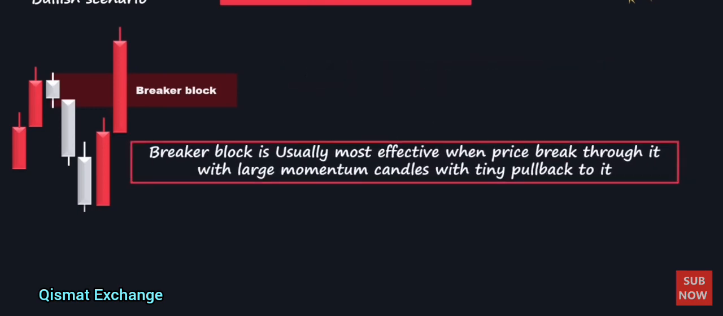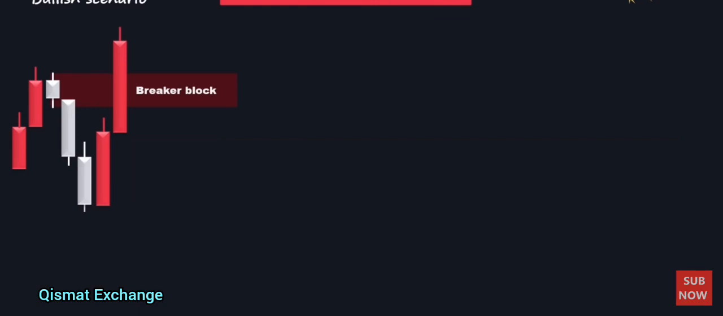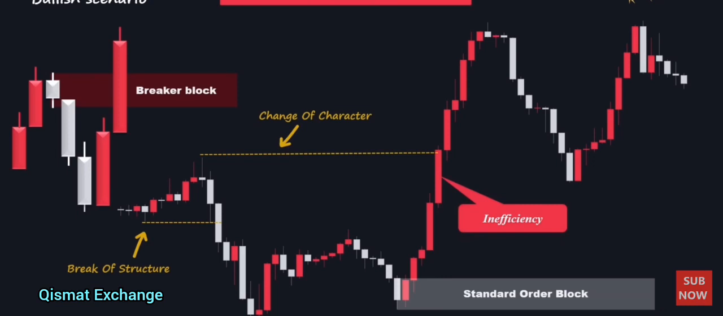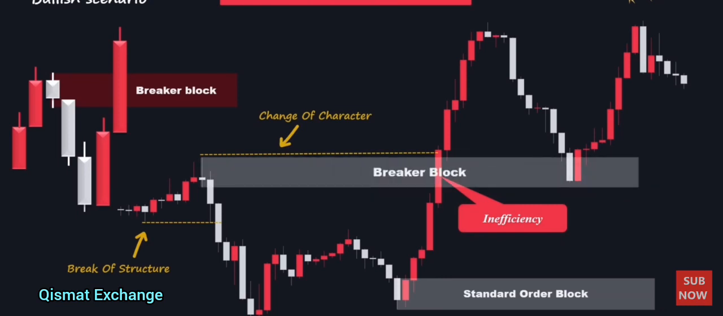Breaker block is usually most effective when price breaks through it with large momentum candles with a tiny pullback to it. Let's see an example. As you can see, price pushed to the upside and has broken out this order block with large momentum candles, and also left great inefficiency behind.